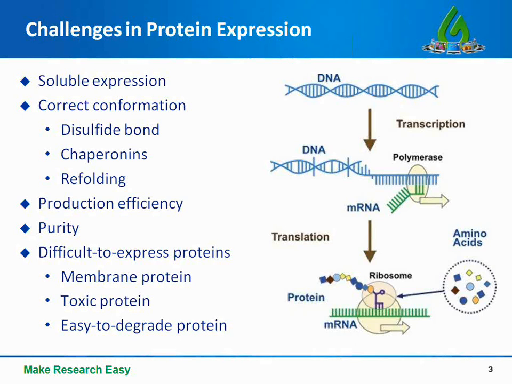Main contributing factors on protein folding are the number of disulfide bonds and the presence of chaperones in the expression system. In the case of protein expressed as inclusion bodies, protein refolding will be needed. The third one is the production efficiency, in other words, the yield per culture volume. The fourth one is the protein purity. Some applications require high purity protein. Some have less stringent requirements on the protein purity. Some proteins, such as membrane proteins and toxic proteins, are more challenging on expression and purification due to their intrinsic characteristics.